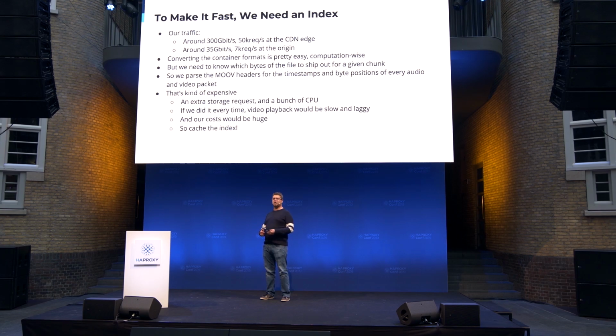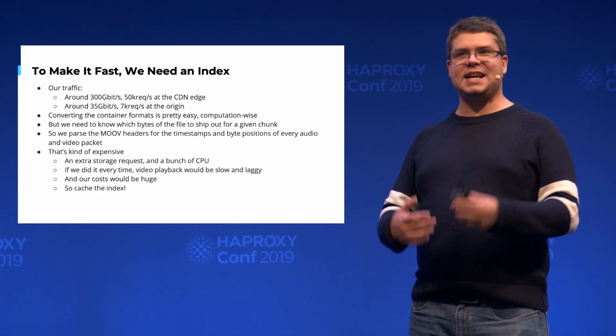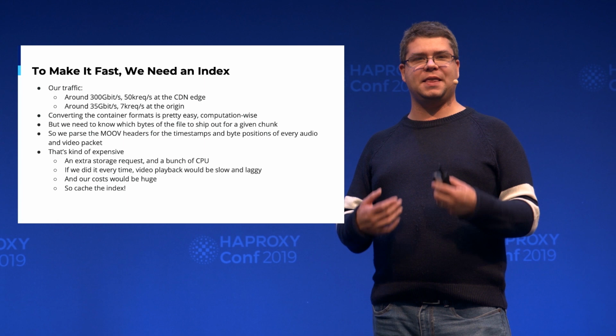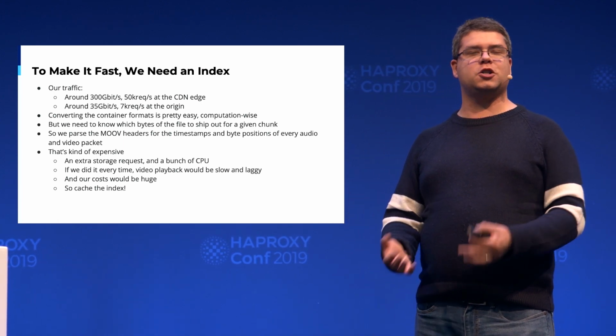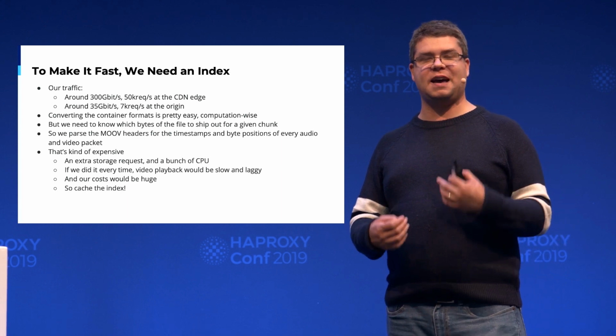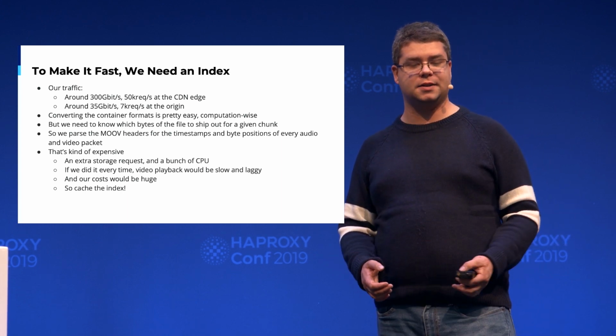So our traffic looks like about 300 gigabits at the edge. That's what users are actually requesting from us. The CDN absorbs a good portion of that, but at the origin for this particular kind of adaptive traffic, we are pushing out 35 gigabits, about 7,000 segment requests per second.